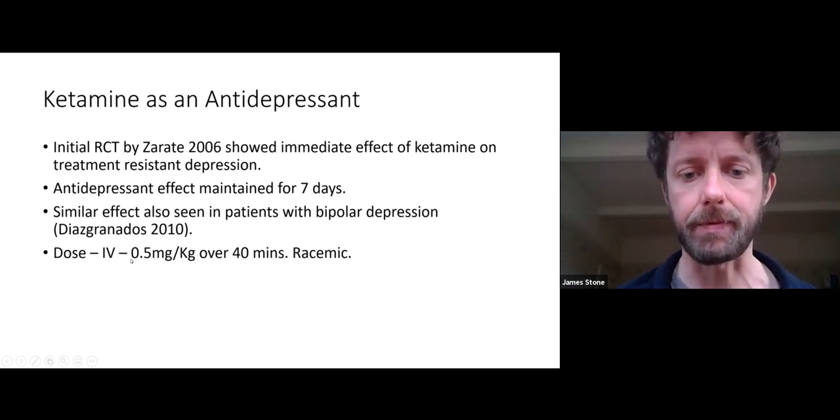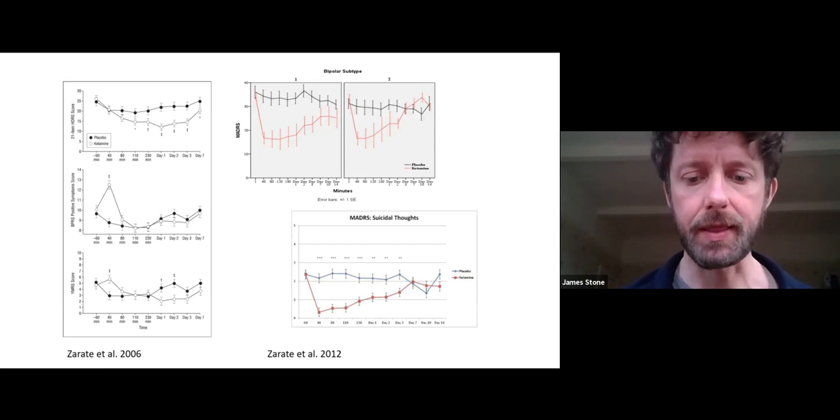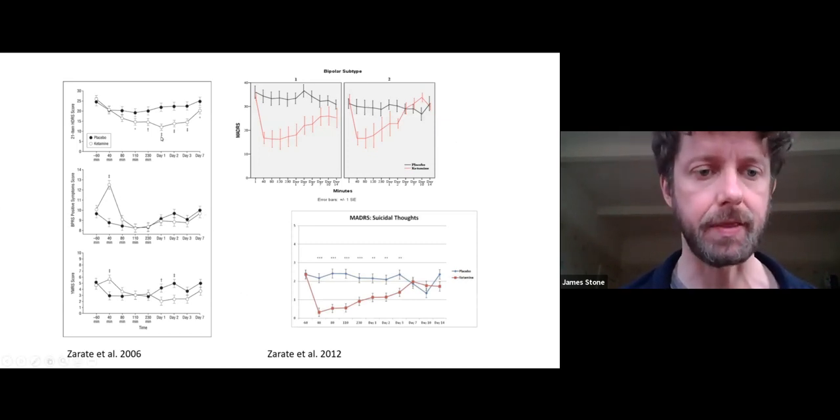Similar effects were seen in people with bipolar depression, and this is the standard dose that was given, 0.5 milligram per kilogram over 40 minutes. So this is some data from Zarate's papers, looking at the changes in depression scores over time, up to 7 days.